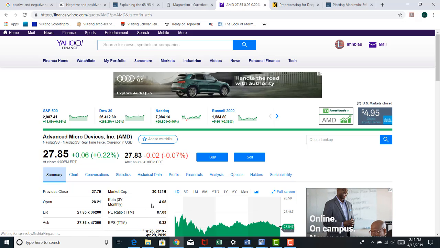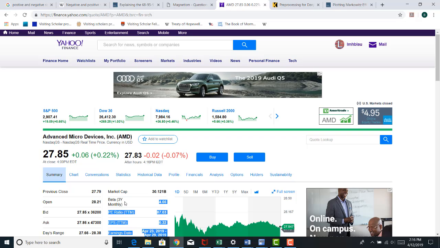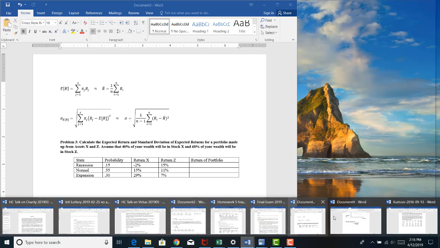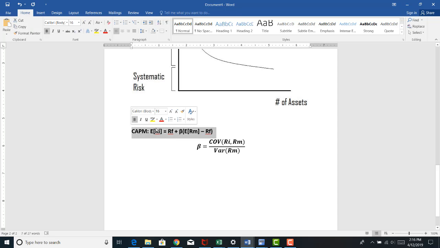Here's AMD. They have a beta of 4.05. So AMD has a large exposure to systematic risk relative to the market, while Walmart doesn't. Okay, so this will give you some inclination about what beta is measuring and about what the CAPM does. So we're going to use this formula in the next few videos to simply calculate what we think the expected return for a stock should be given the CAPM formula, given the firm's exposure to systematic risk.